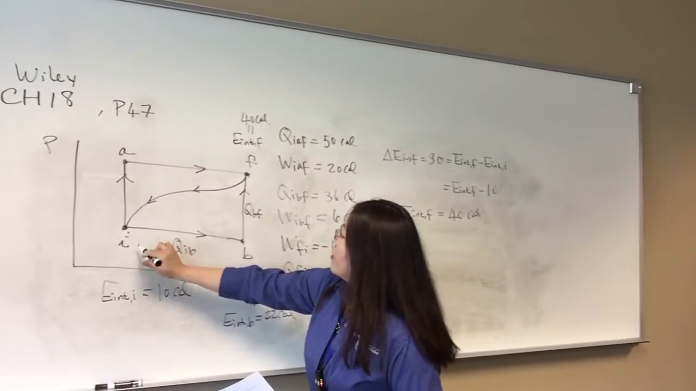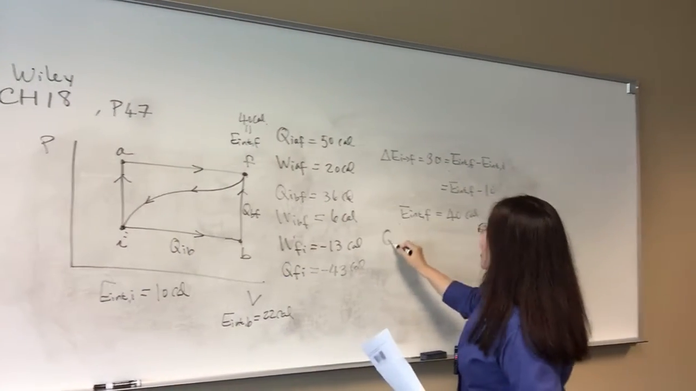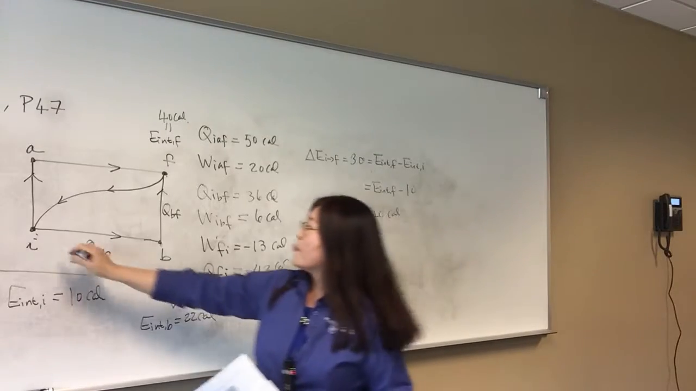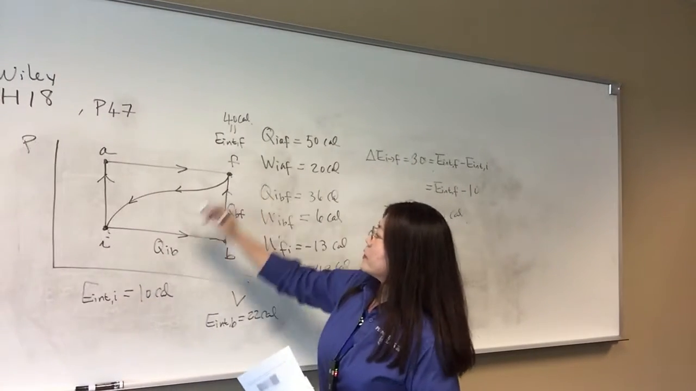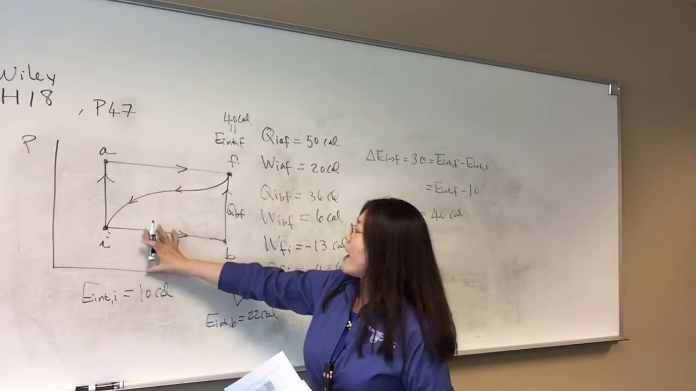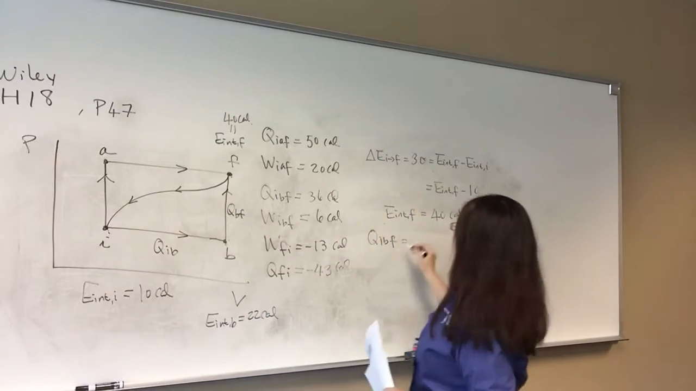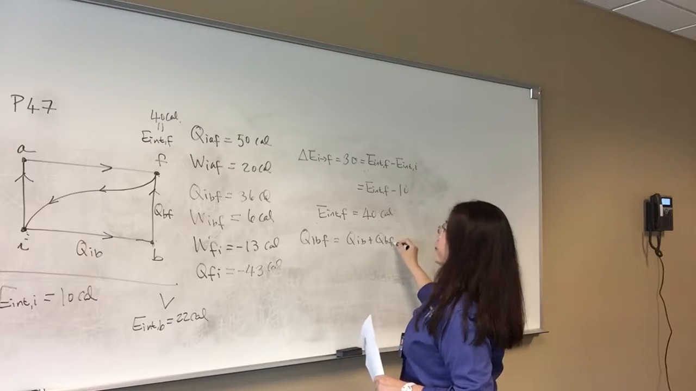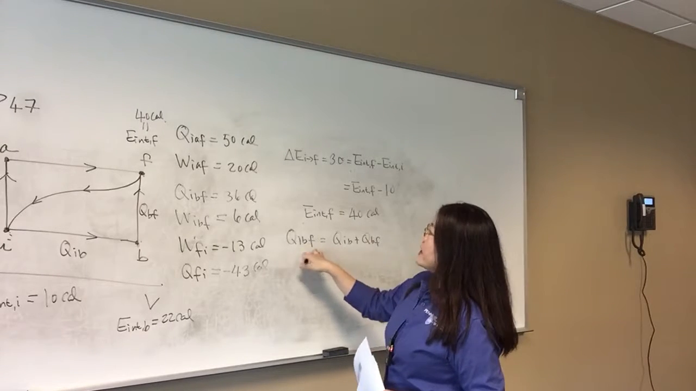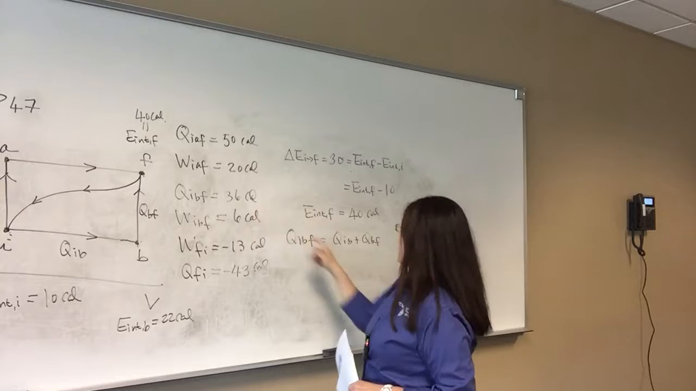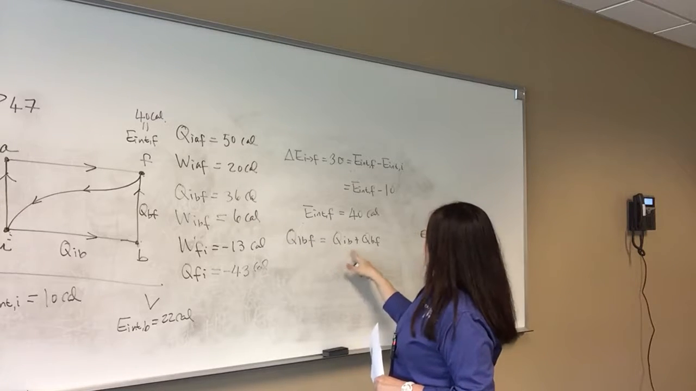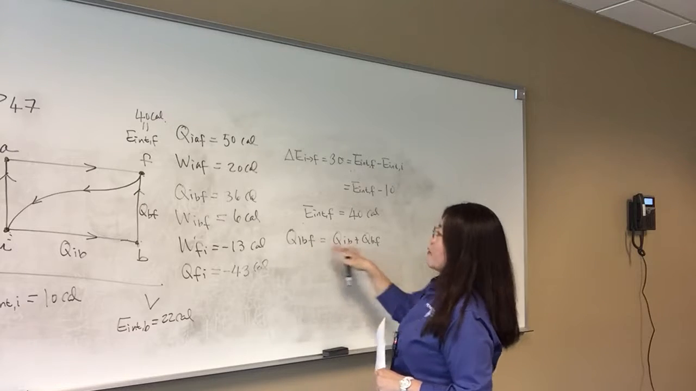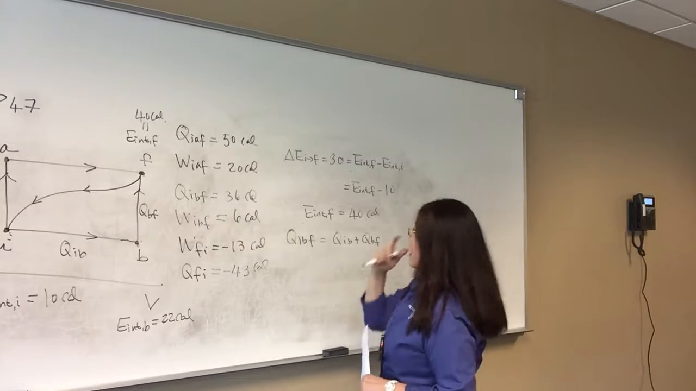So let's start with IBF. Your IBF is from point I through B through F. So that must be equal to the sum of QIB plus QBF. Right? IBF is 36 calories. QIB, we don't know. QBF, we don't know, we're asked to find. But at least we know that the sum has to be equal to 36 calories.